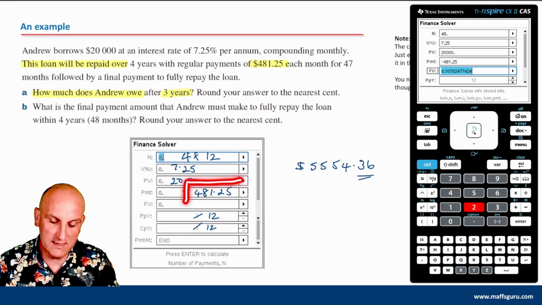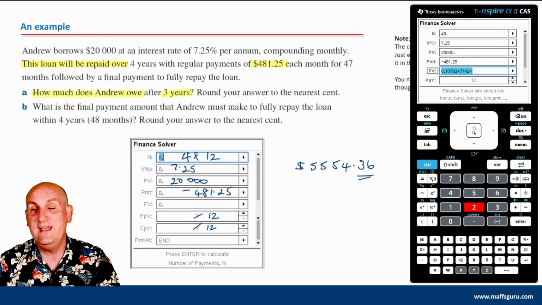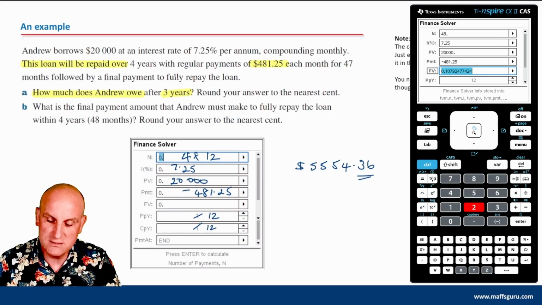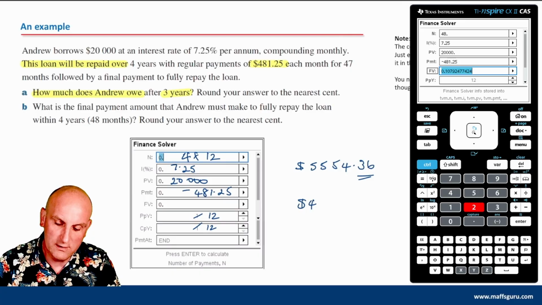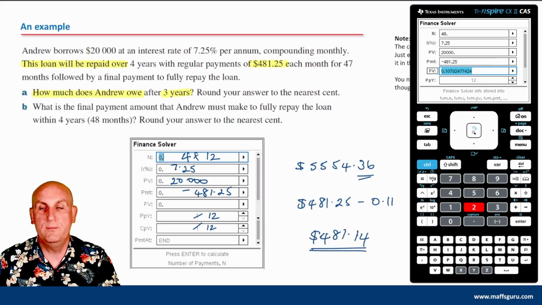I'm supposed to pay $481.25, but I'm not. If I pay that, I'm going to pay 11 cents too much. So my final payment is going to be $481.25 minus 11 cents, which is going to give me $481.14. So that actually would be my final payment.